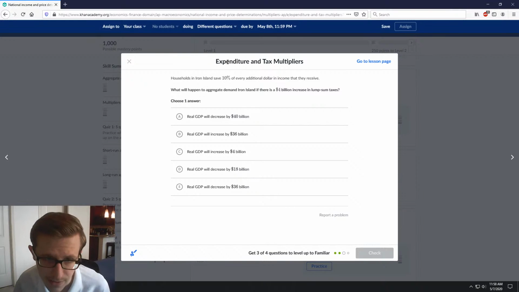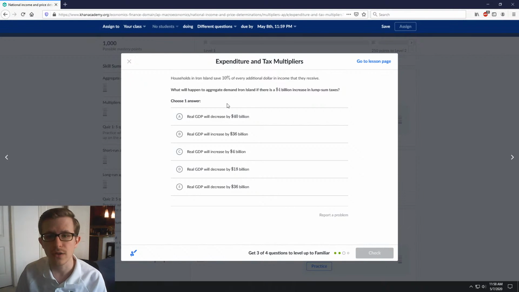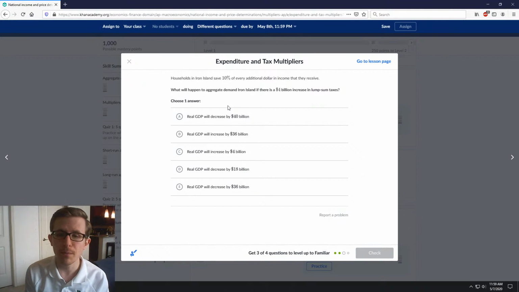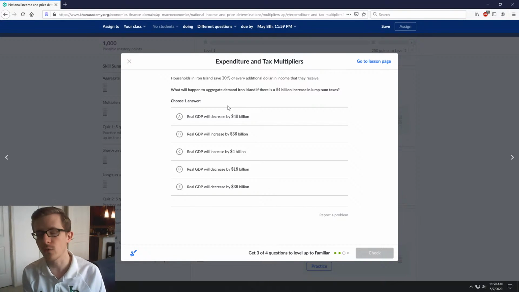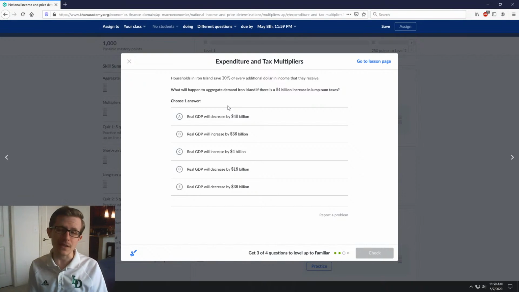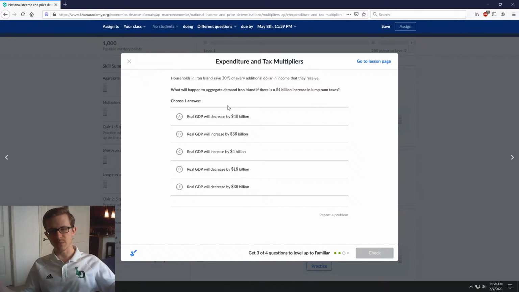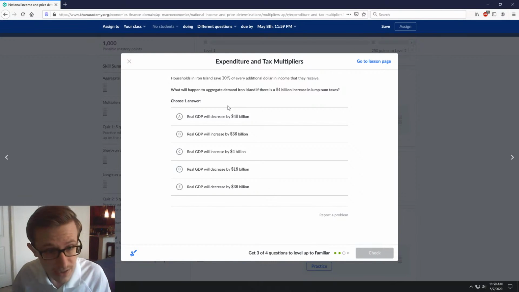Households in Iron Island save 10% of every dollar in income they receive. What will happen to aggregate demand if there's a $4 billion increase in lump sum taxes? A lot of our work with the multipliers, with the tax multiplier especially, it's usually assumed that it's going to be lump sum, because past that it gets more and more widespread as far as the impact goes, as far as time goes. So that said, let's go ahead and work through this here.